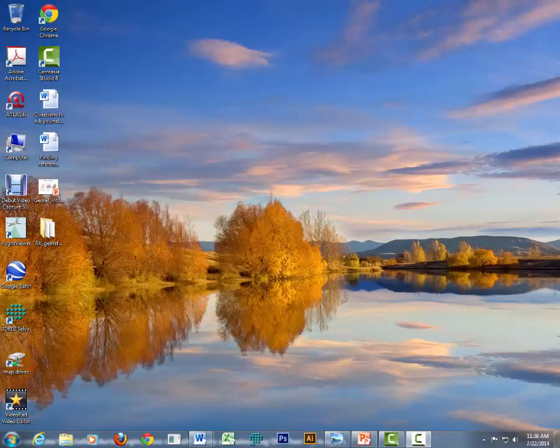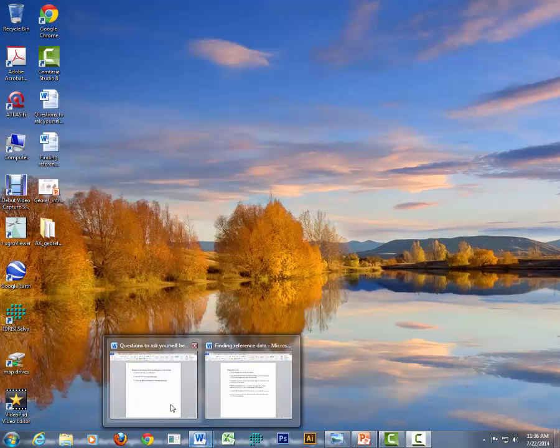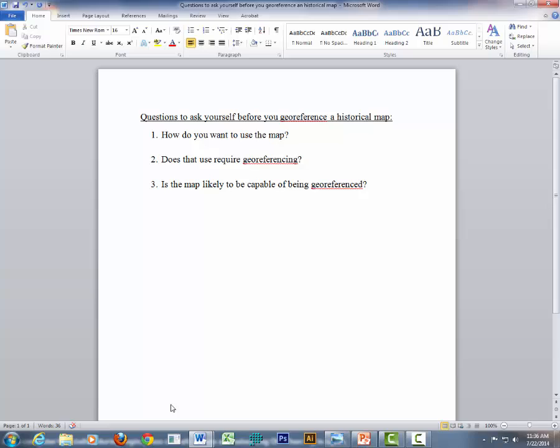Module 2, Preparing to Georeference. There are a number of basic questions you should ask yourself when you think you want to georeference a map for your research or teaching. And I've listed out these questions for your reference.